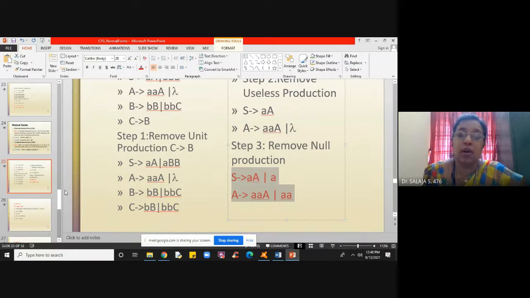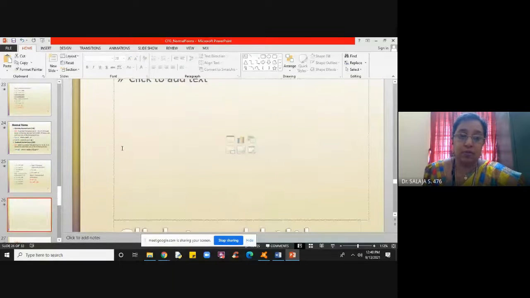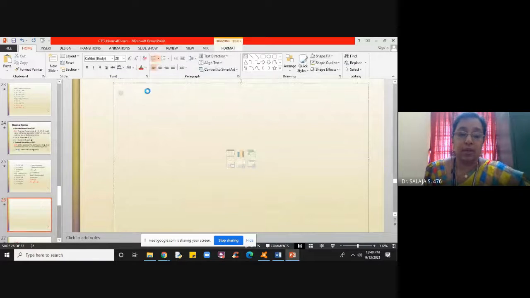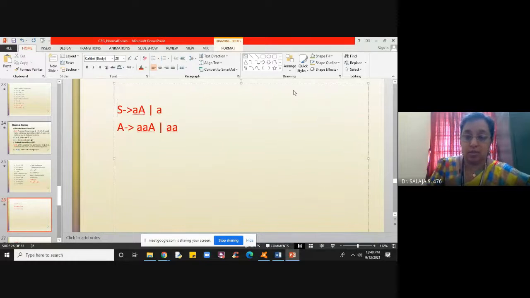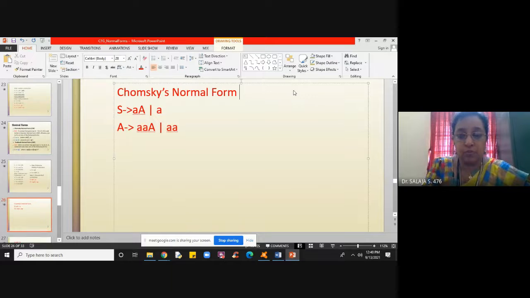So now what has really happened is, while you are asked to convert it into a normal form, the first thing you have to do is remove unit production, useless production, and null production, and then you convert it into normal form. So what we'll do is we'll try to convert this into Chomsky's normal form. Now Chomsky's normal form, we usually call it CNF.